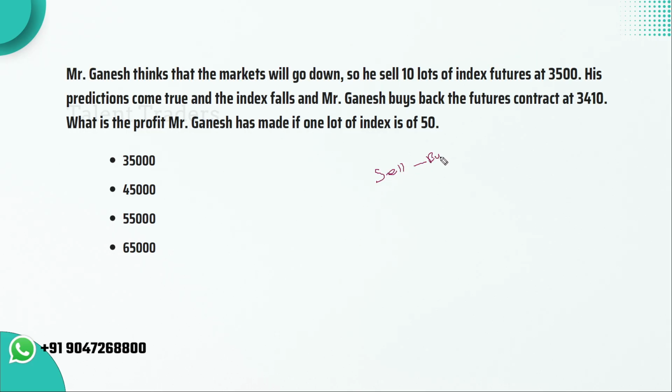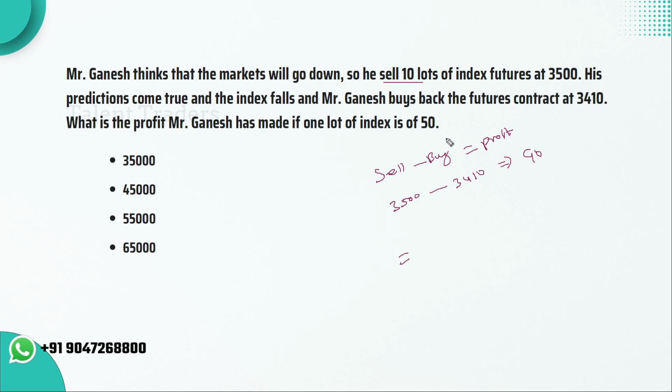You will never get a negative also. But initially, he sells 10 lots of 3500. His selling value is 3500, and minus his buying value is 3410. So sell minus buy is profit, right? If you calculate sell minus buy, 90 rupees is a profit.